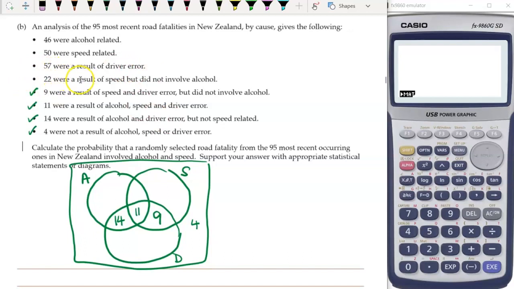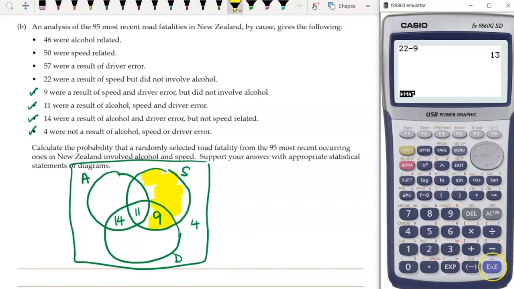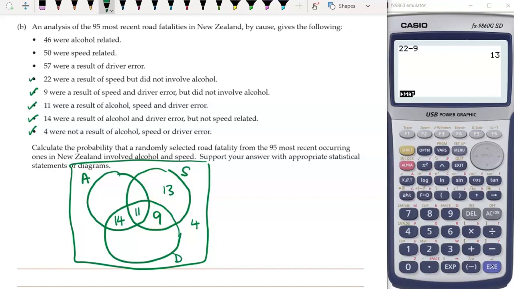We got 22 were a result of speed, but did not involve alcohol. So that would be anything that's in speed but not alcohol, so that'd be that section there. So now we've already got 9 in there, and the total has to add to 22. So 22 minus 9 makes a 13. So we can pop a 13 in here. Okay, now we can do the other pieces.